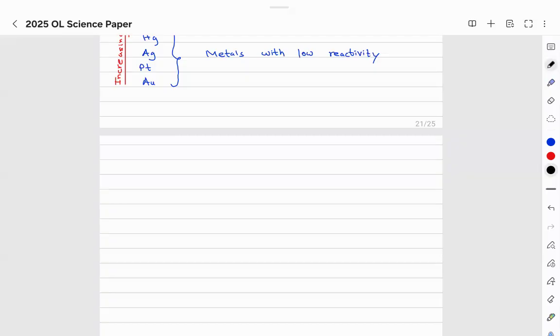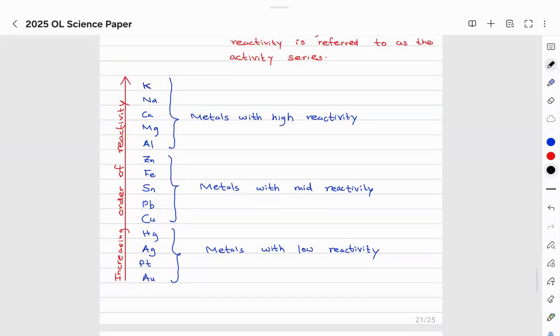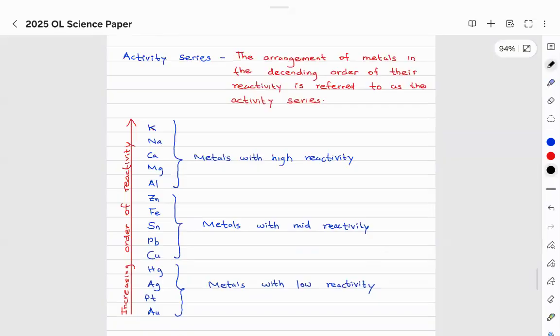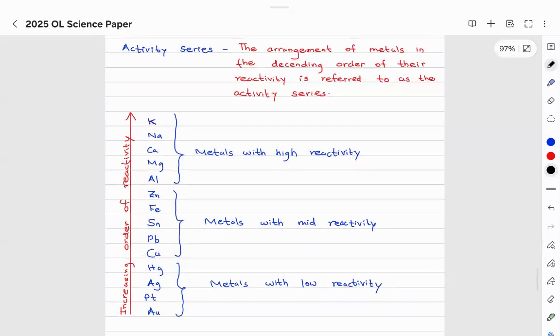Now, the important theory part for this question is that you have to understand what happens in a displacement reaction. They have given some displacement reactions in the question. If you want to copy down these things, quickly copy down. No? We don't have much time.